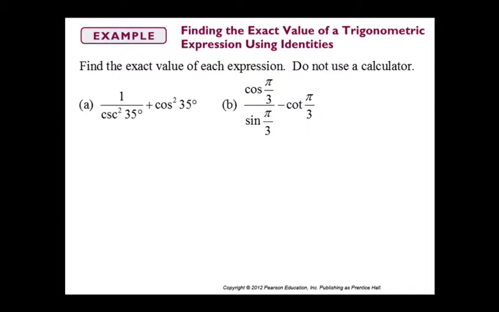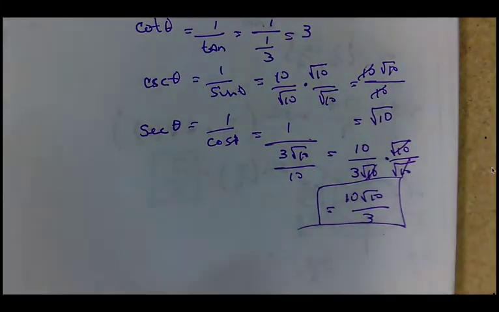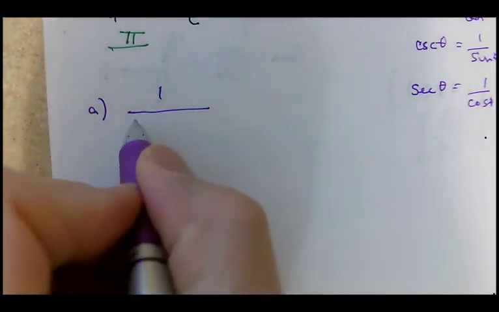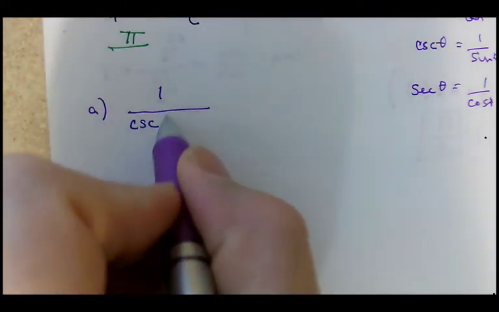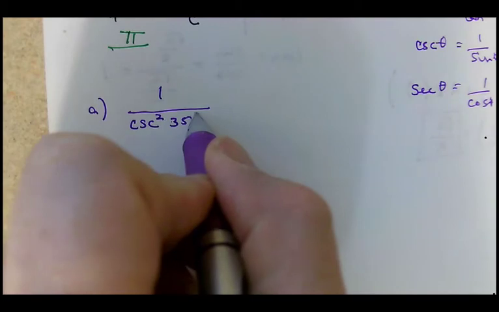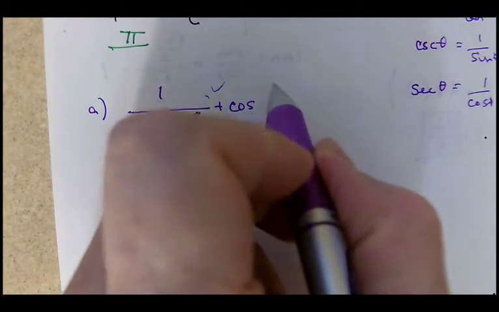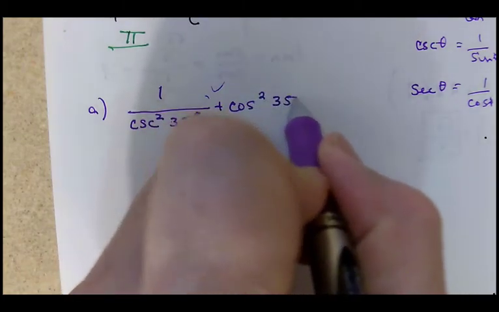So let's go and find the exact value of each of the expressions. Do not use a calculator. Well, let's take a look at this. What do we know so far for A? For A, we can say that we have the equation of 1 over cosecant squared of 35 degrees plus cosine squared of 35 degrees.